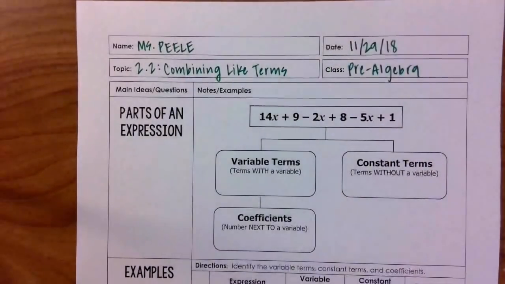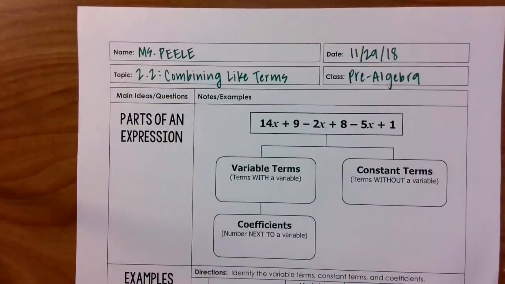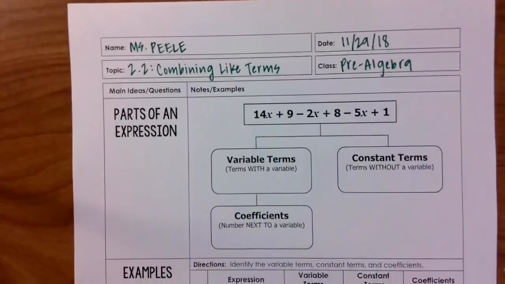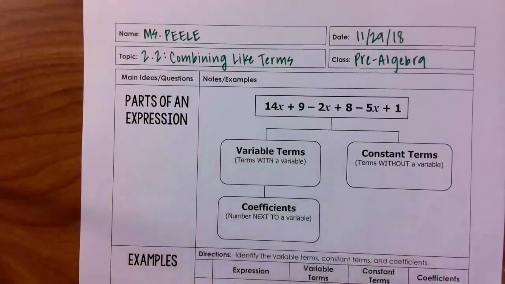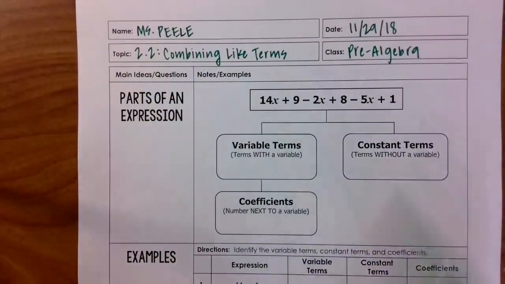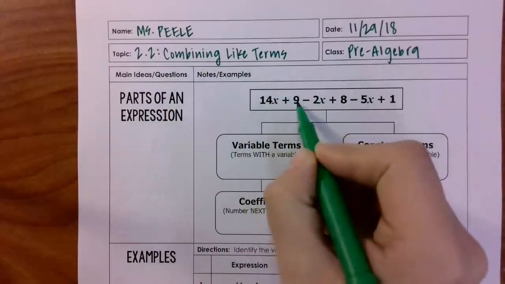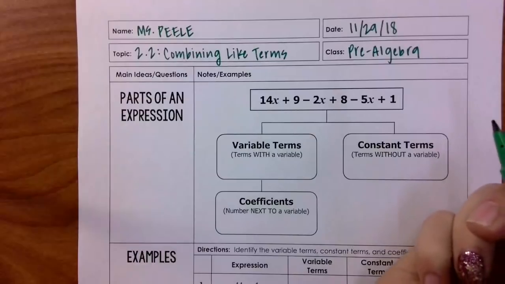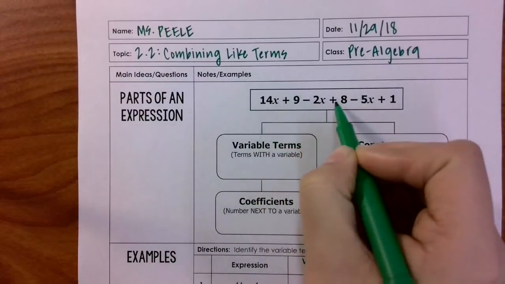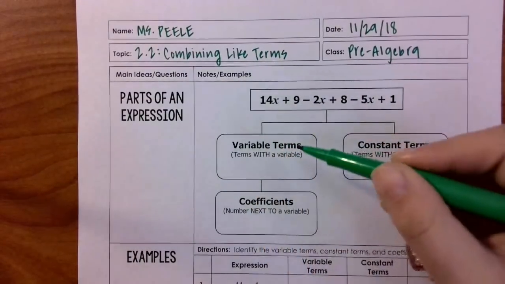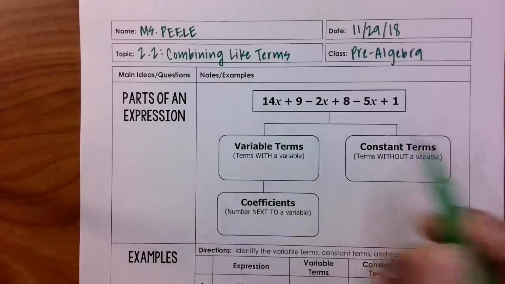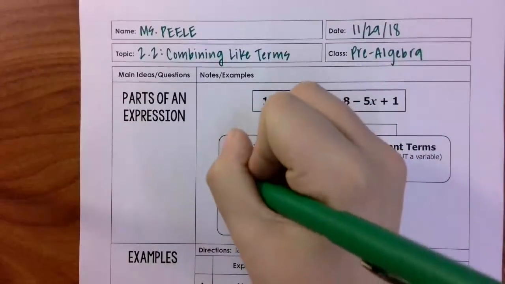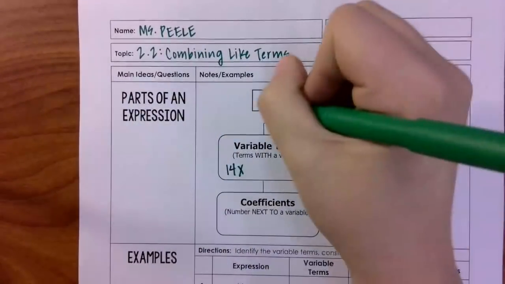Okay, so starting with parts of an expression. Now we've talked about expressions before, but we're going to talk about specifically the parts of an expression. So, variable terms are terms with a variable. Each of these little things right here are called terms, where they're separated by an operator. Those are terms. Variable terms are only the terms with variables. So the variable terms in this expression would be 14x.